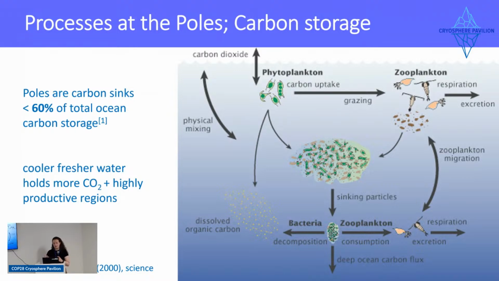So the reason that the poles are so effective at storing carbon is partly because it's fresher water, so that lets it hold more CO2 dissolved in the water, but also because these regions are so productive. So it's the biology here that plays a huge part of their carbon storage ability.